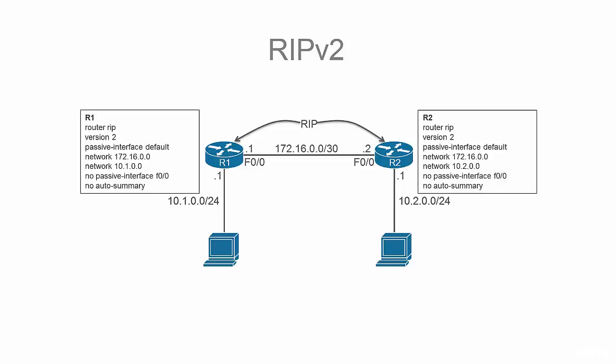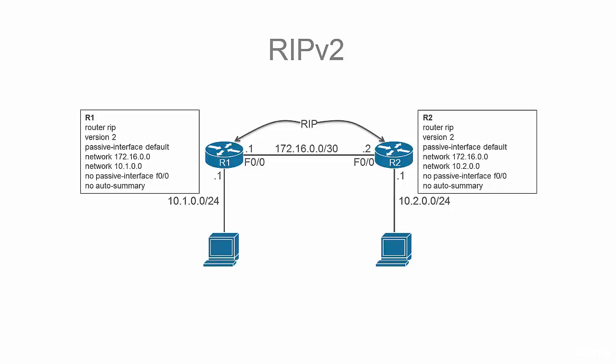First, we're going to enter router RIP to get into our RIP configuration. And then we're going to enter version 2 because by default RIP is going to operate as version 1. So we apply the version 2 command to make it run RIP version 2.